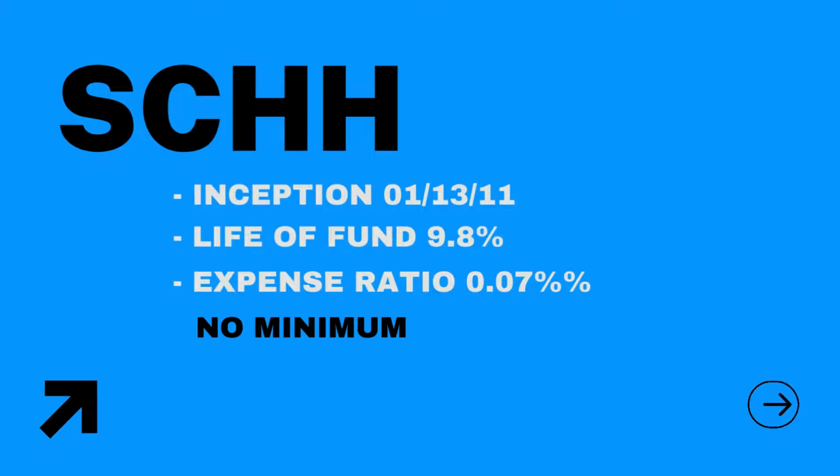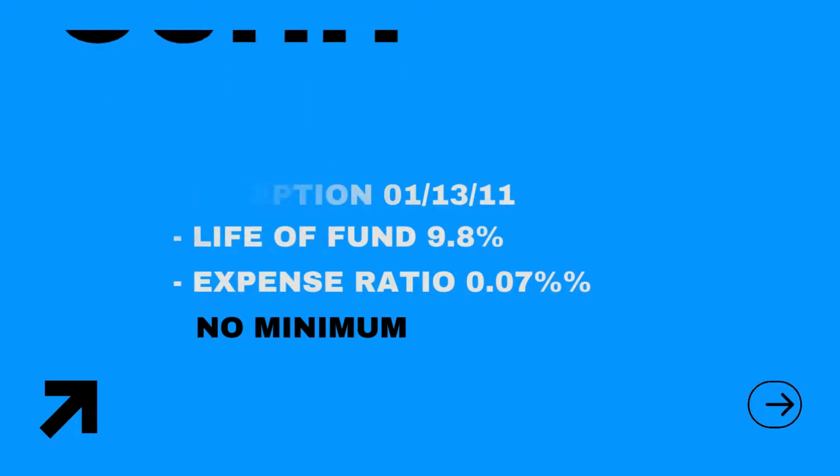Since the inception, it's been around since 2011, so it's been around for over 10 years. The life of the fund return is 9.8%, and the expense ratio is 0.07%. So basically, there is no minimum to get in. You can buy in depending on your brokerage, as little as a dollar or more. You have to check your brokerage when it comes to those individual rules. Not all brokers are the same when buying slices of an ETF or stock.